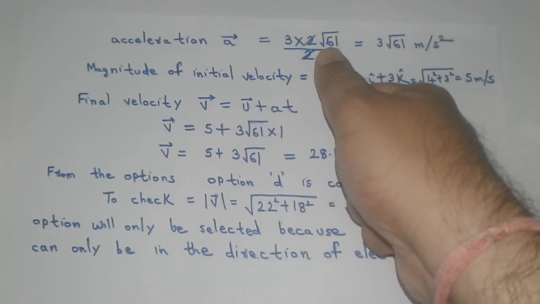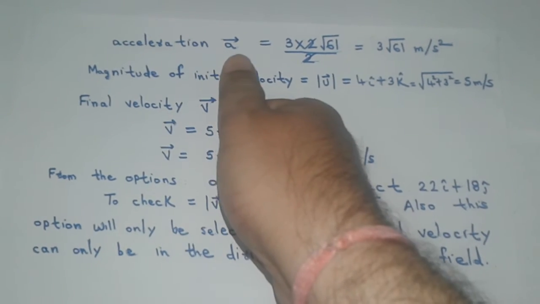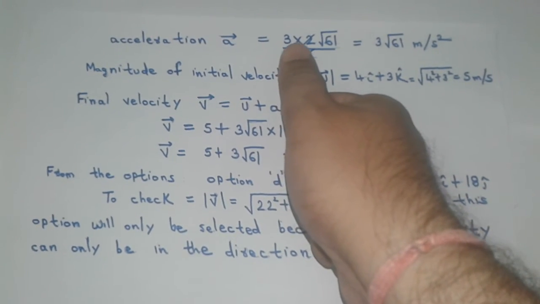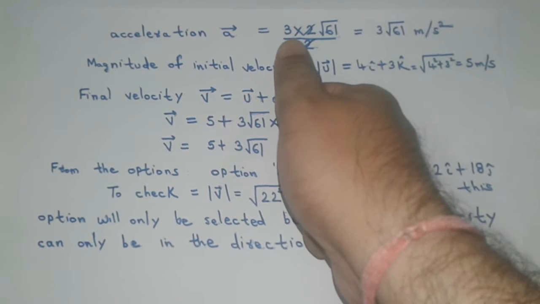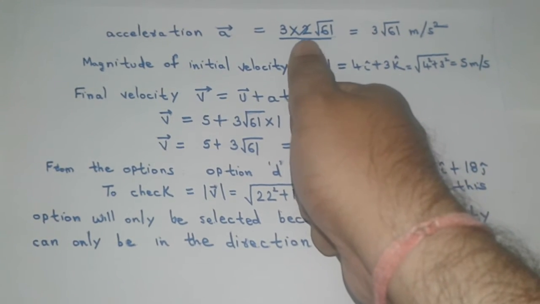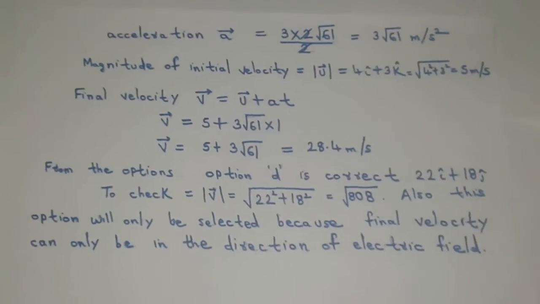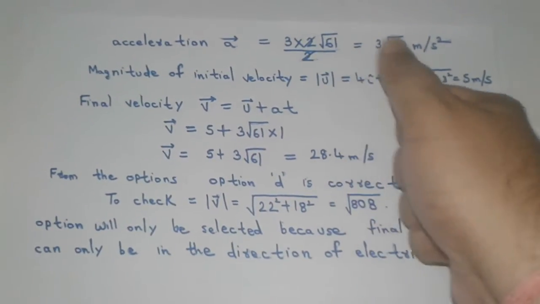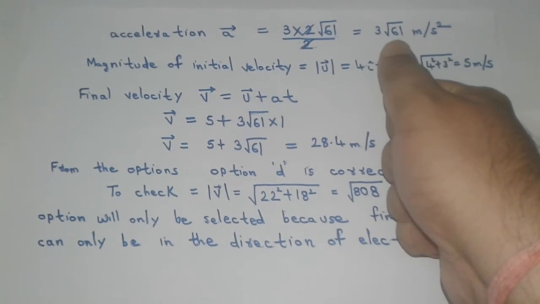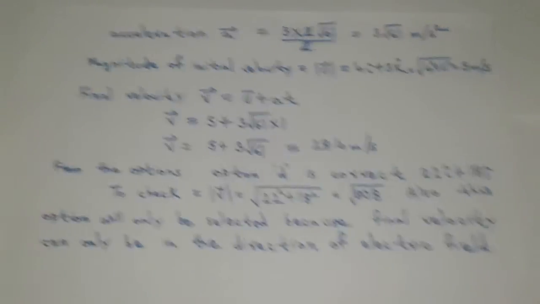So substituting the value of electric field, we get acceleration a is equal to 3, the charge, multiplied by electric field 2 root 61, upon mass 2 kg. So 2 and 2 cancel, and we get acceleration as 3 root 61 meter per second square.